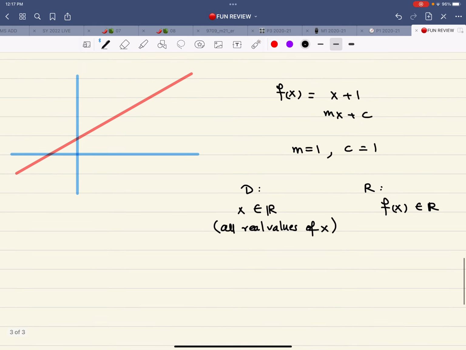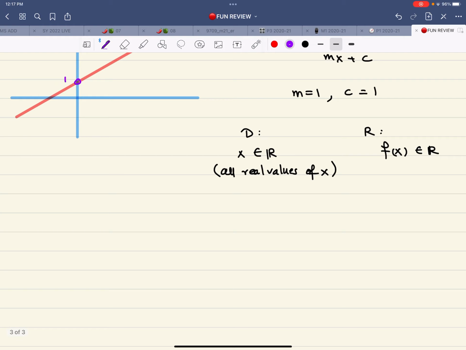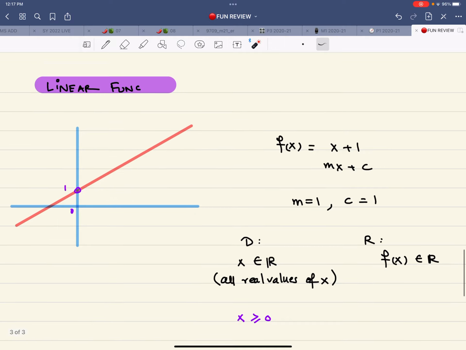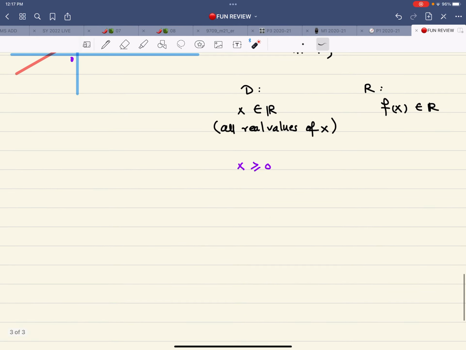Let me label the y-intercept as 1, and this time if I say the domain is x is greater than or equal to 0, and this is 0, and the corresponding y value is 1, and you are looking at the graph and you are seeing that if you go to the right of 0, the y value would be going up from 1. So therefore, the range is f(x) is greater than or equal to 1.